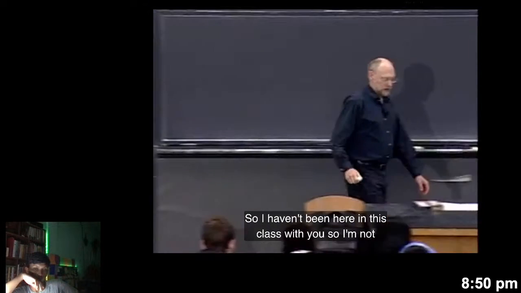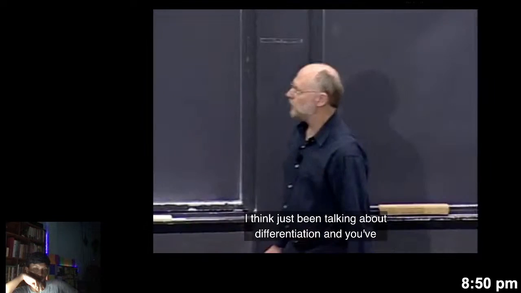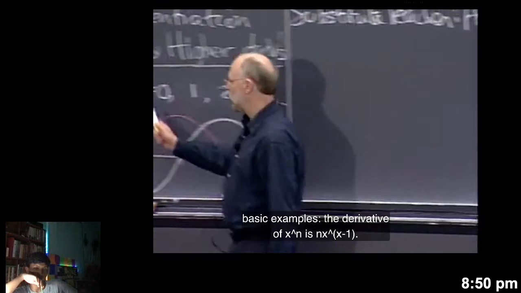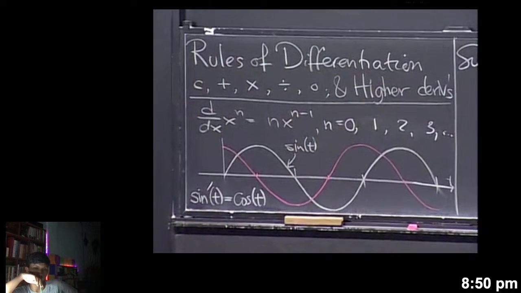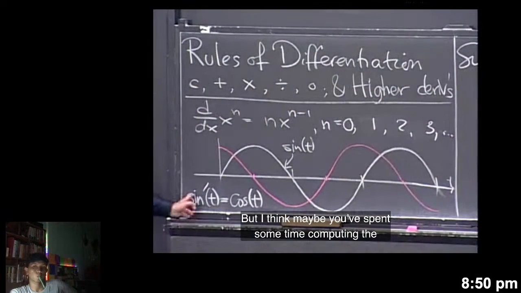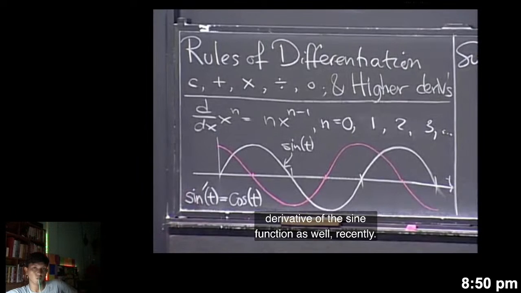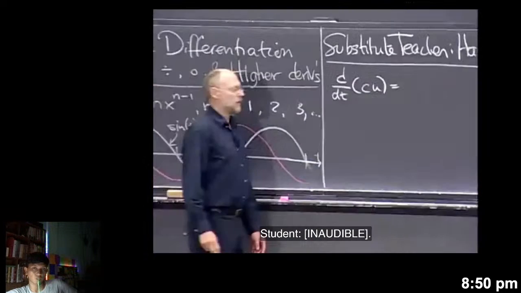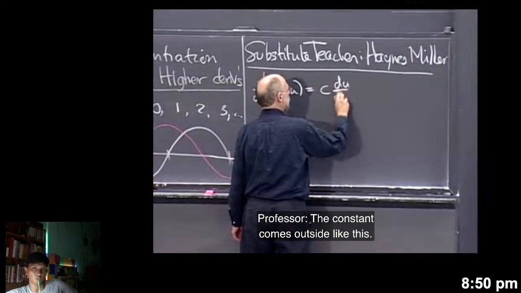I think you've just been talking about differentiation. And you've got some examples of differentiation, like these basic examples. The derivative of x to the n is n x to the n minus 1. And I think maybe you spent some time computing the derivative of the sine function as well recently. The constant comes outside, like this. Or I could write cu prime is c u prime. That's this.